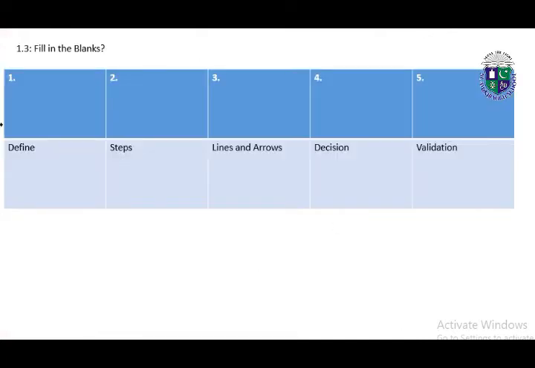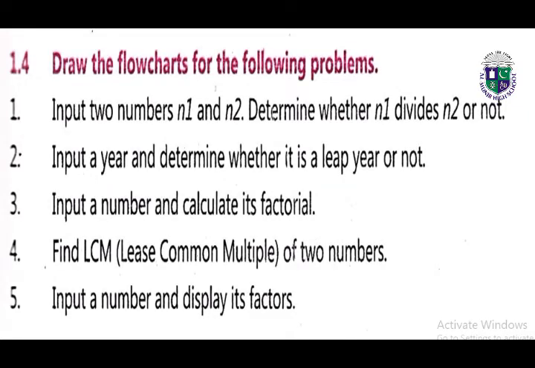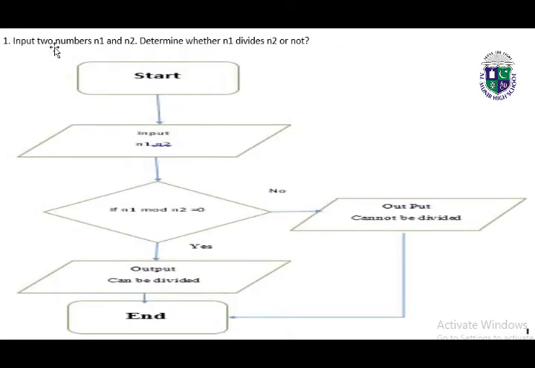So the answers are: number 1 define, number 2 steps, number 3 lines and arrows, number 4 decision, number 5 validation. Next we have some flowcharts. First flowchart is about inputting two numbers n1 and n2 and determining whether n1 divides n2 or not.